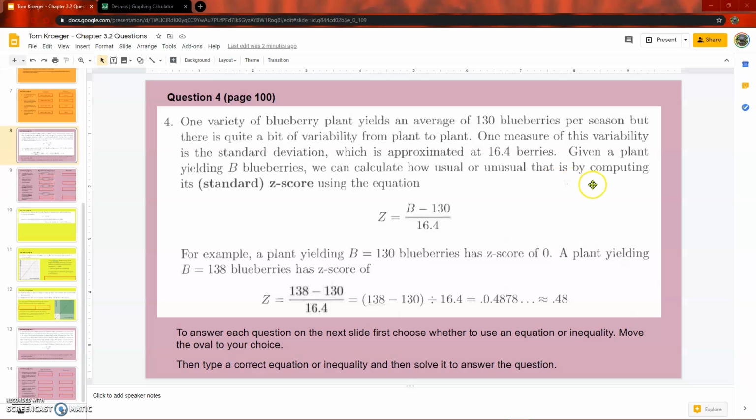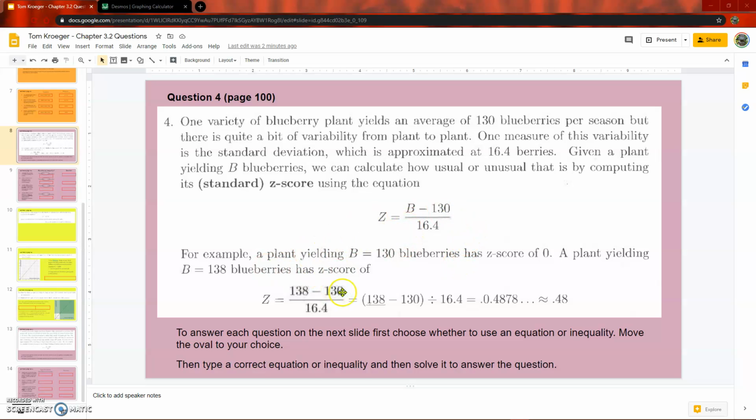So given that a plant is yielding B blueberries, we can calculate how usual or unusual that is by computing what's called its z-score. A z-score is something we'll talk about in statistics next year. We don't need to know what that is just yet, but it is just one of the numbers we calculate in statistics that compares amounts of things. We can use this formula for right now. All we have to know is the formula, and here we have an example.